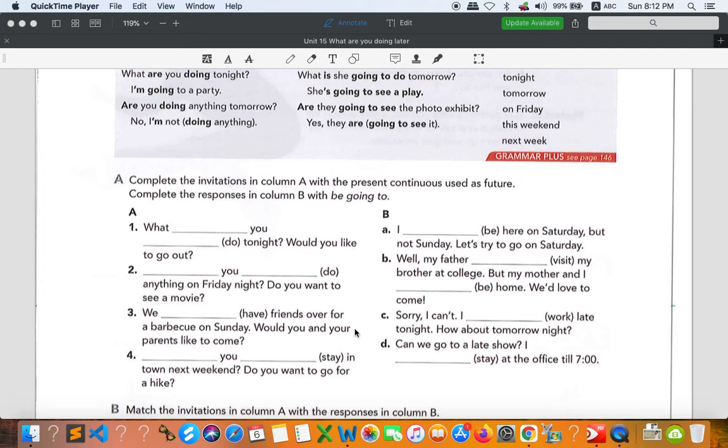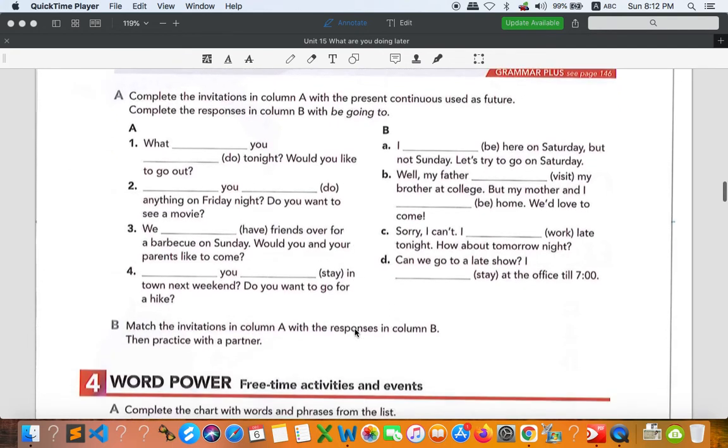Number three, we are having friends over for a barbecue on Sunday. Would you and your parents like to come? And then the answer is B. Well, my father is going to visit my brother at college, but my mother and I are going to be home. Okay, would love to come. So number three goes to letter B, and last one is A. So we don't need to spend time doing this.